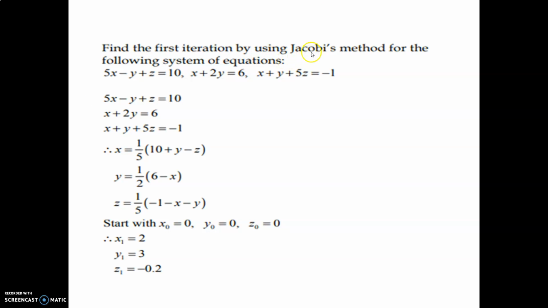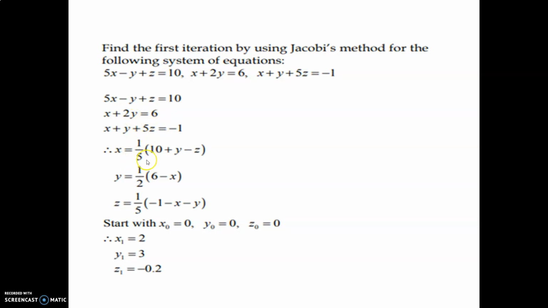Find the first iteration by Jacobi's method for the following system of equations: 5x minus y plus z equal to 10, x plus 2y equal to 6, x plus y plus 5z equal to minus 1. Linearly we have to write it; one variable is not present, that is z here, so we have to consider it as 0.